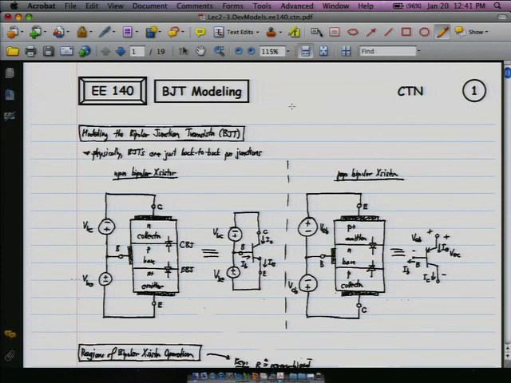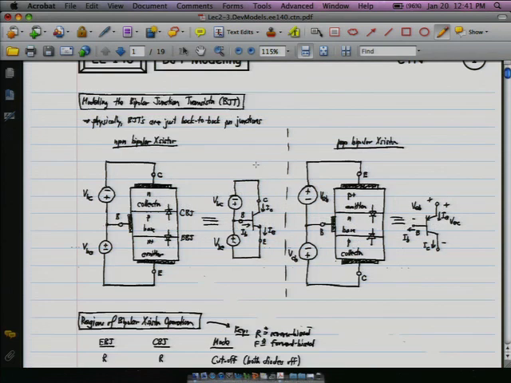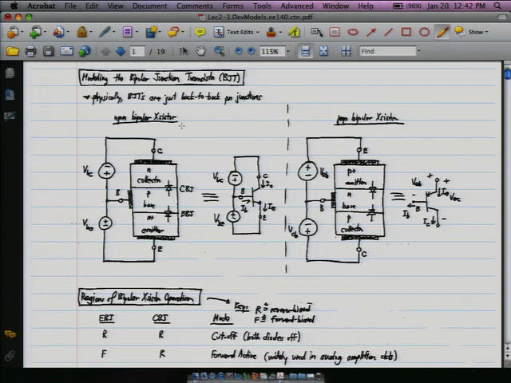So the subject for the day is modeling the BJT, the bipolar transistor. This is something that hopefully you've seen in 105, but we're just going to go through it really fast to make sure that everyone's up to speed on it. The standard model that we used to look at is something like this right here, where we basically just have a couple of diodes back to back.